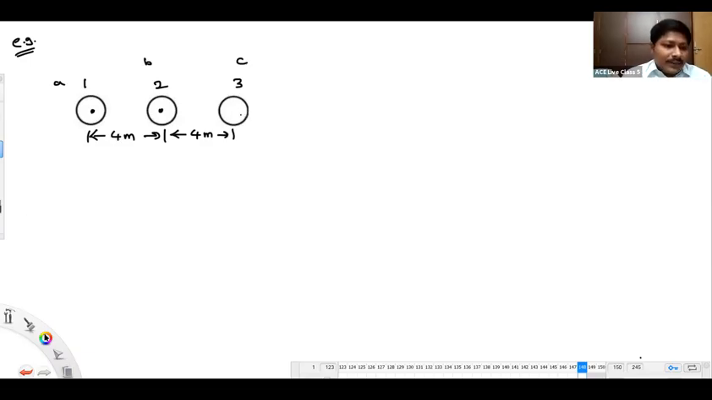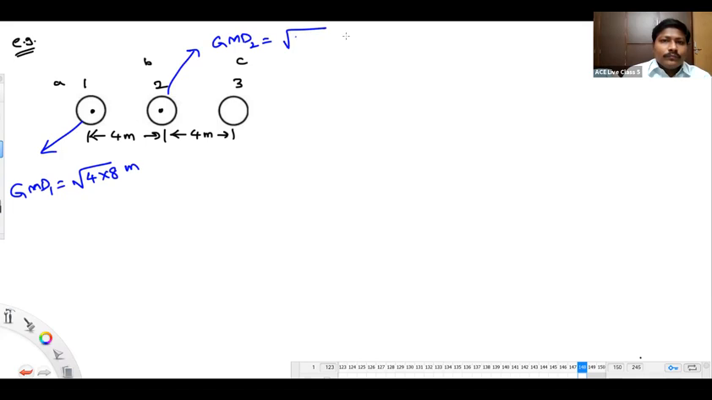What is the GMD of the first position? Root of 4 into 8. What is the GMD of the second position? Root of 4 into 4. What is the GMD of the third position? Root of 4 into 8.